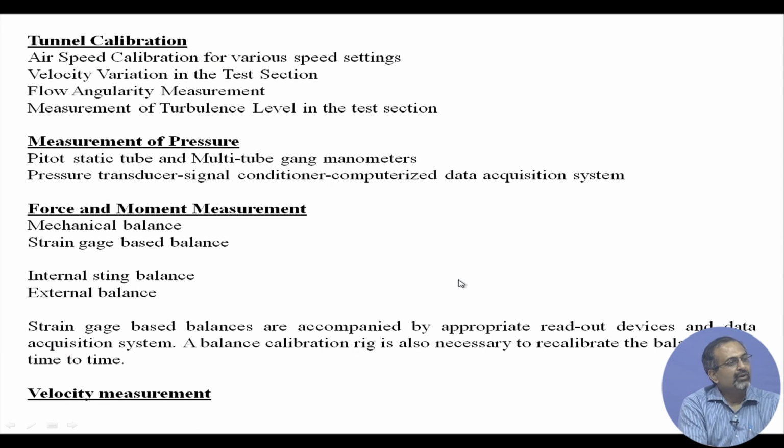So, we know that when we start using a tunnel, we talk about tunnel calibration. So, airspeed calibration for various speed settings, looking at the velocity variation across the test section, flow angularity measurements, measurement of turbulence level, these are all a part of tunnel calibration. And once you calibrate the tunnel, then only it's useful and kind of ready to be used if you are finding it to be okay. Its qualities are well spelled out and acceptable through the calibration process.